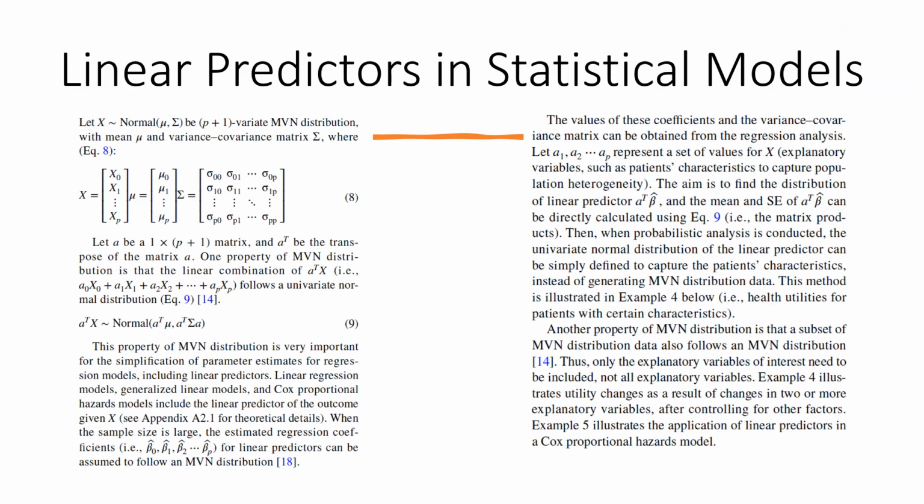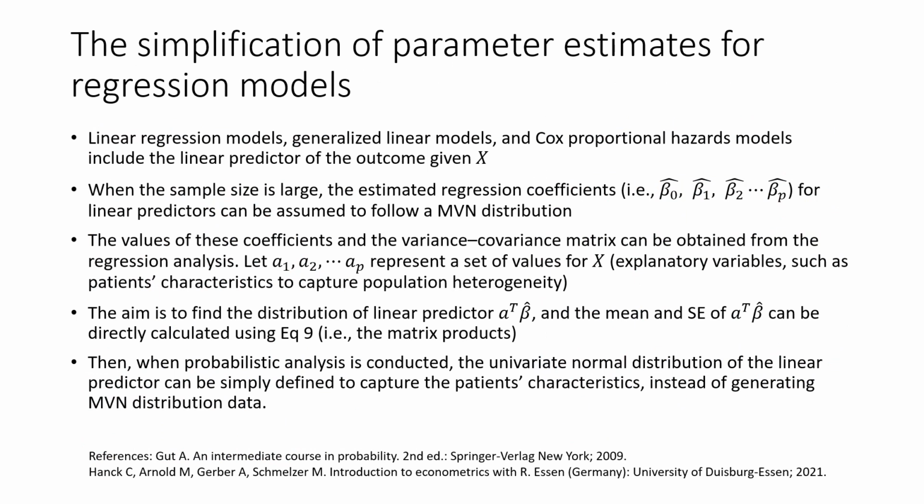This slide provided the details of the justification. We provided a summary in the next slide. One property of the multivariate normal distribution is that the linear combination of multivariate normal variables follows a univariate normal distribution. See equation 9. Linear regression models, generalized linear models, and Cox proportional hazards models include the linear predictor of the outcome, given a set of values for the explanatory variables.